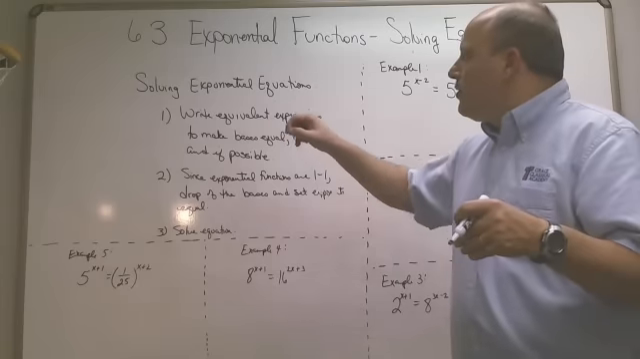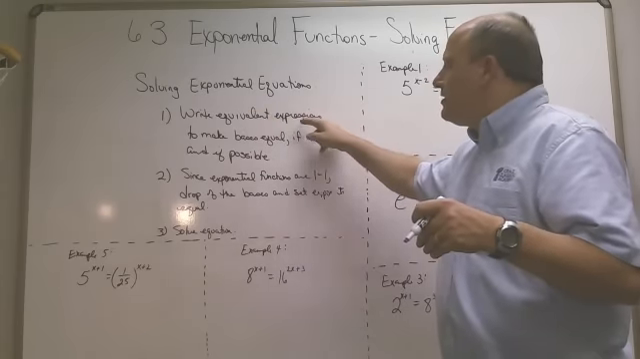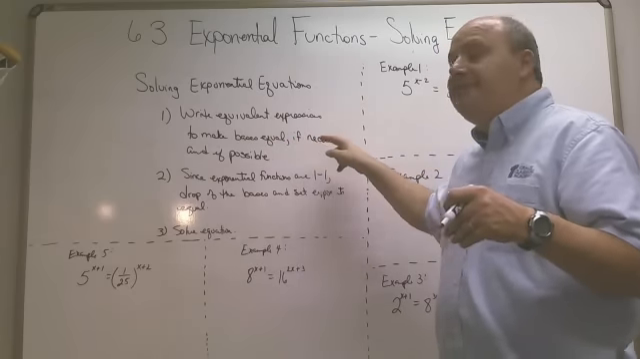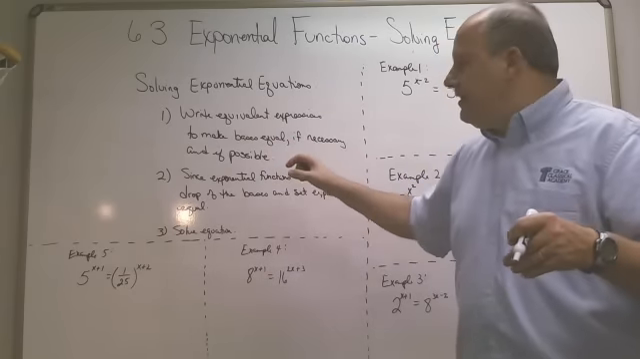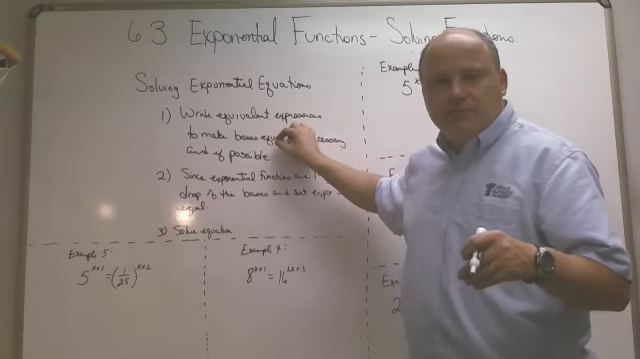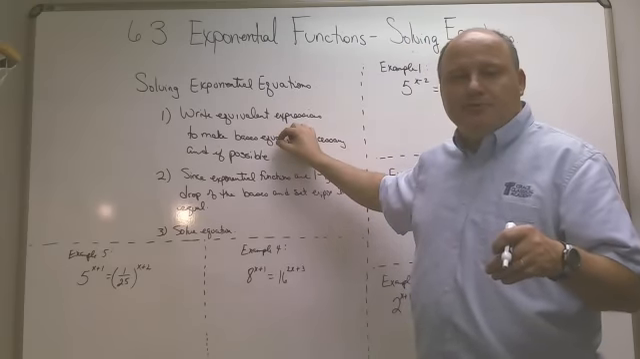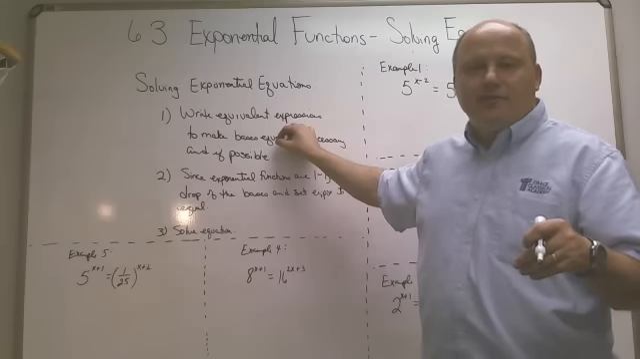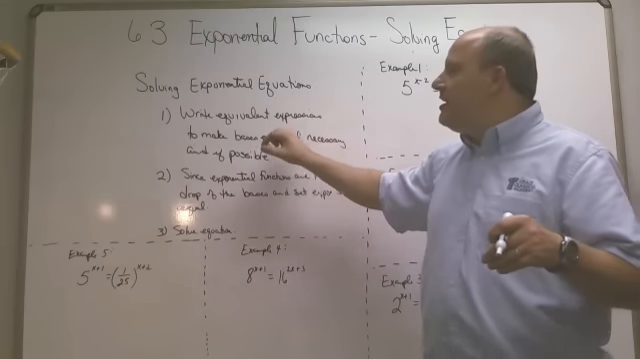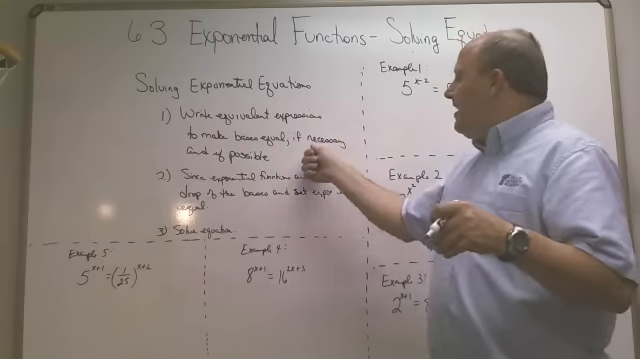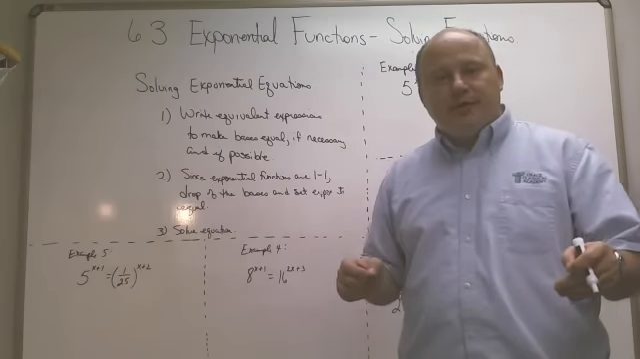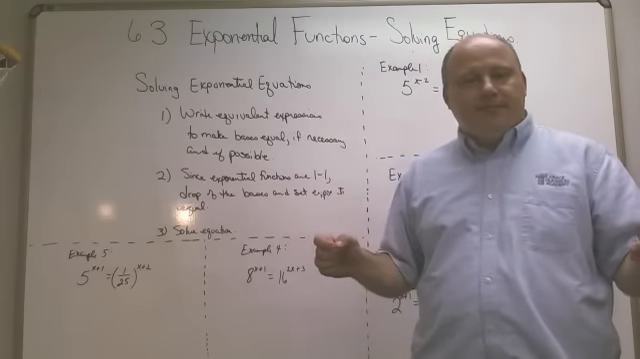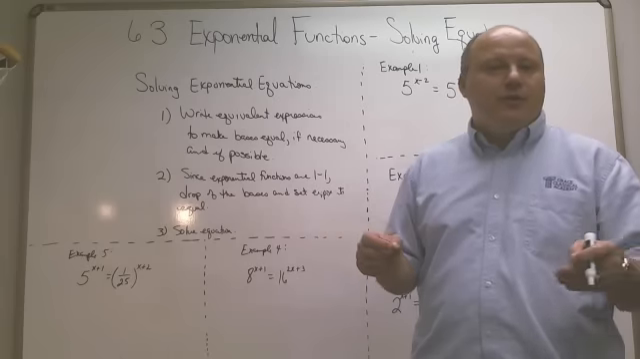So what we're going to do is write equivalent expressions to make the bases equal, if necessary and if possible. Now in this section they will be possible. Later on that won't be possible and we'll need a new technique to solve those types of equations. But in this section it will be possible. And I say if necessary because sometimes the bases, as the problem is written out, are already the same. So sometimes it's not necessary to do any work at all.